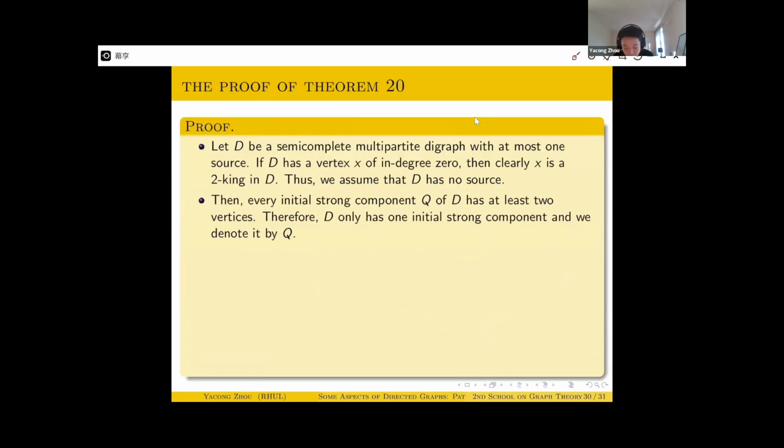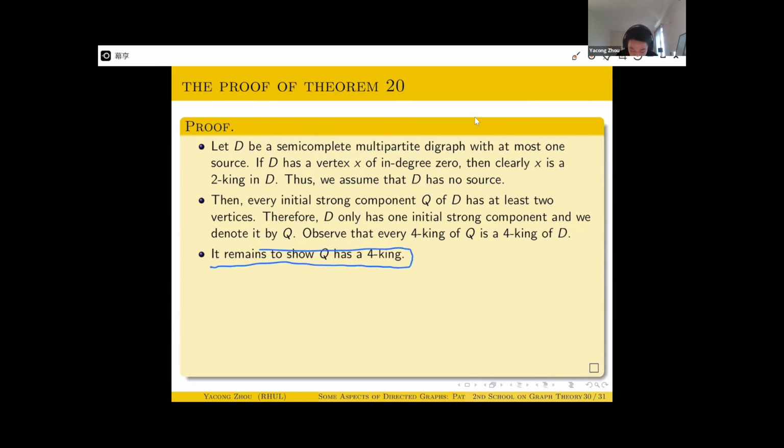So I will skip this proof of the main theorem here, because I have written this in detail, and I believe I will send you the presentation. Just one thing to note is that the last step here only uses lemma 22.